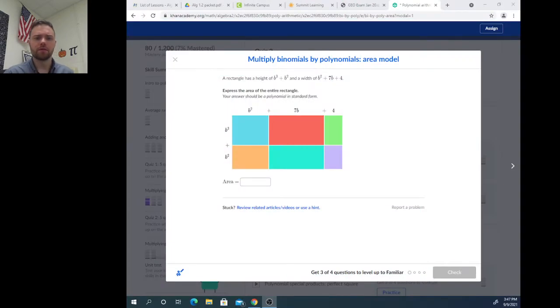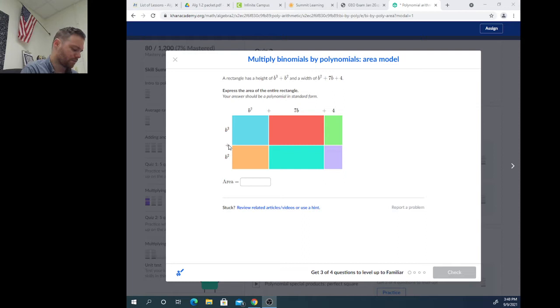So right here, you've got multiplying binomials by polynomials. And sometimes you'll see an area model, okay? So let me just write this out. And we're given b squared plus 7b plus 4 across the top, and b cubed plus b squared across the side.